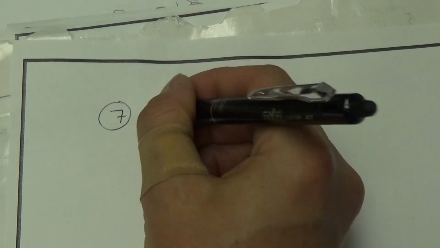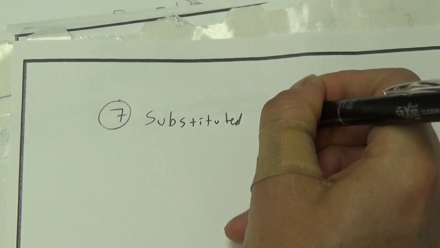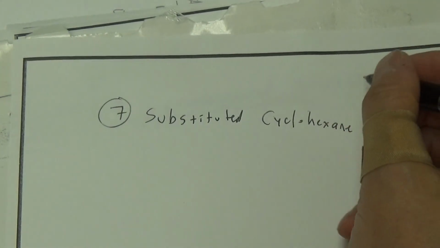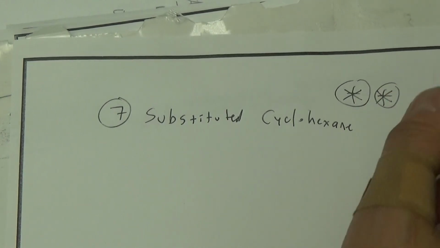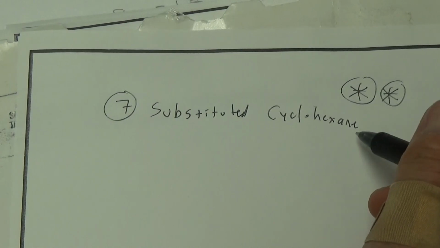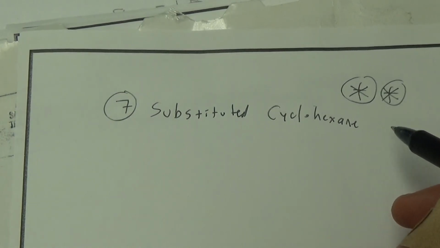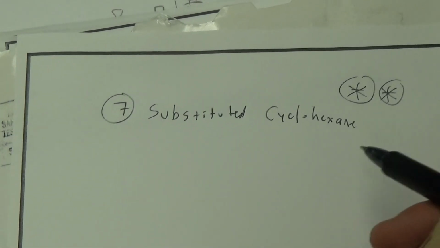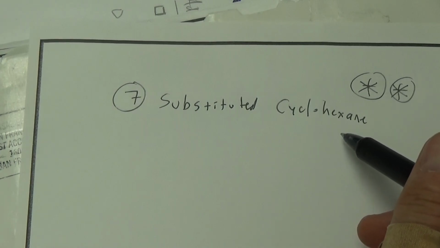Let's talk about substituted cyclohexane. Probably for the testable, quizzable topics, this is a big deal because you're going to do some cool calculations. They're not difficult, but we will be doing them to figure out which substituted cyclohexane chair forms are the most stable.